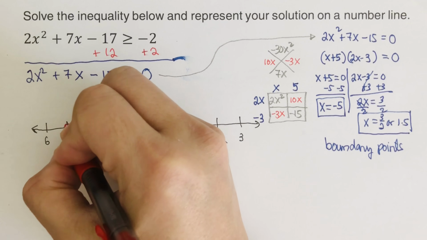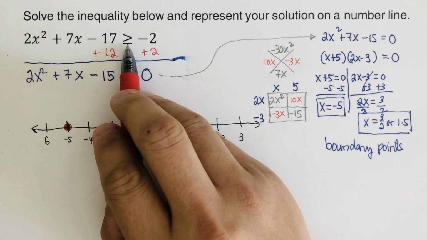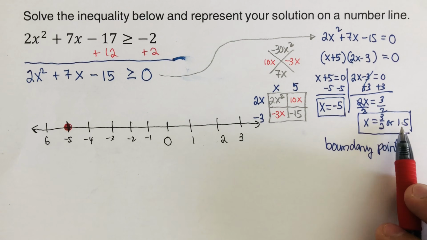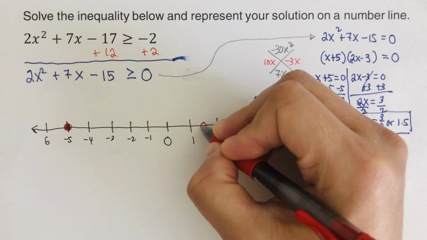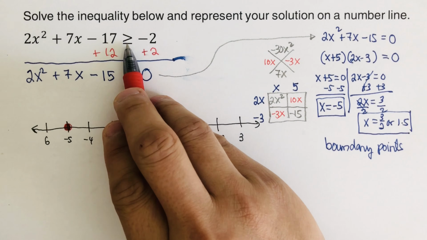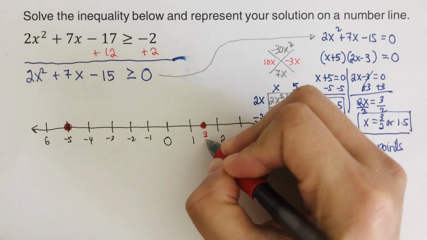Now I am using a closed circle since there is a bar underneath. And then we have x is equal to 1.5. So 1.5 is in between. I am going to use again a closed circle because there's a bar underneath, and let's approximate this to be 3 halves.